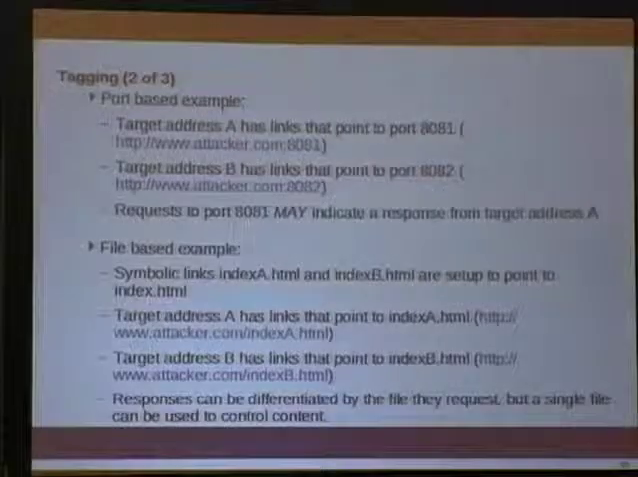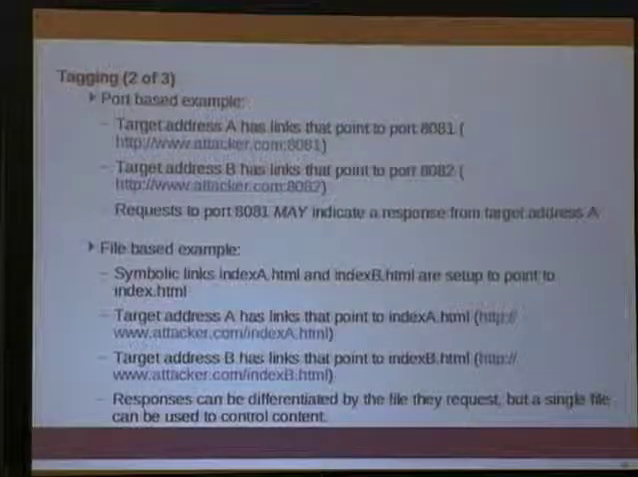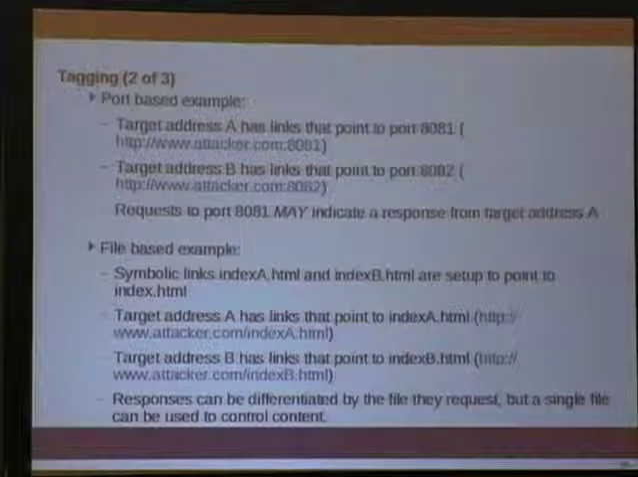Using a file-based example, you can set up symbolic links for a bunch of unique files, point them to the same one so that later on you can just edit one file and change the responses to everyone. But if I send out index A to address A and index B to address B, if someone's coming in and requesting indexb.html, most likely they're not just scanning for random files.